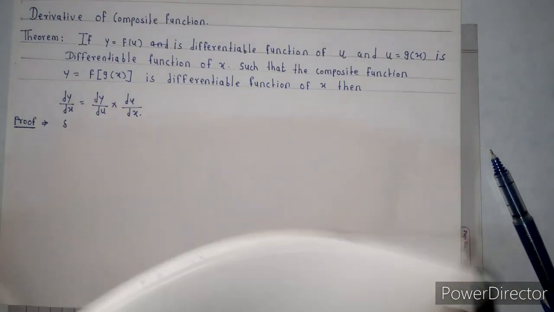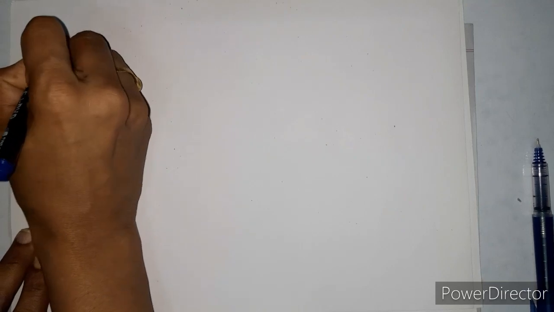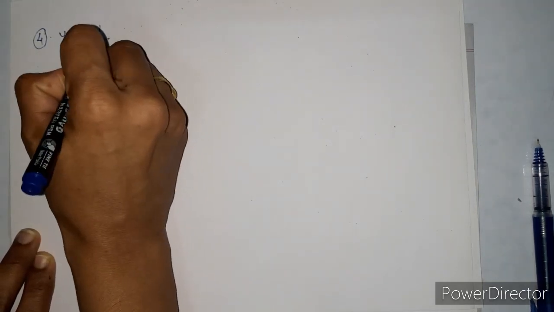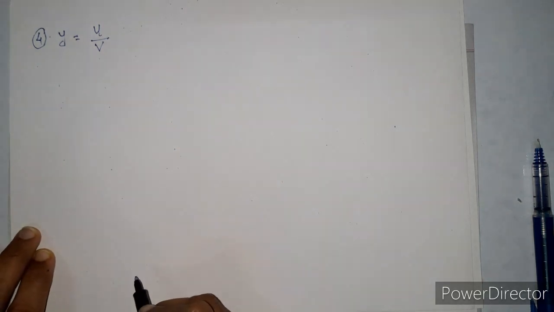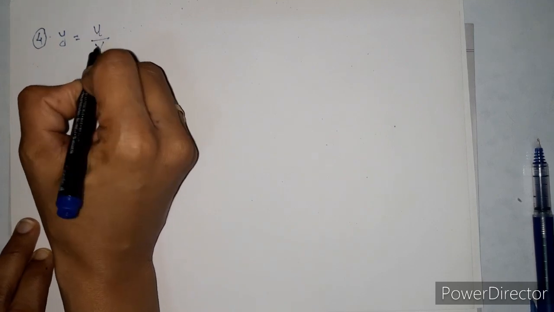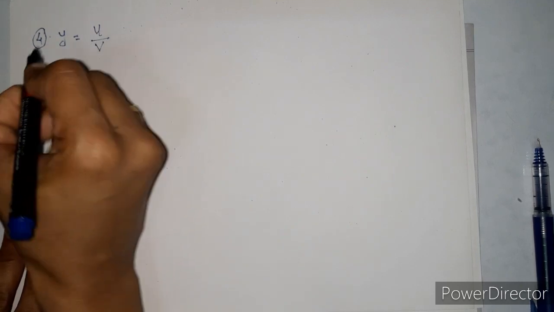Now the fourth rule of differentiation is y equal to u upon v. This is known as the quotient rule of derivative. Here u is the numerator and v is the denominator.